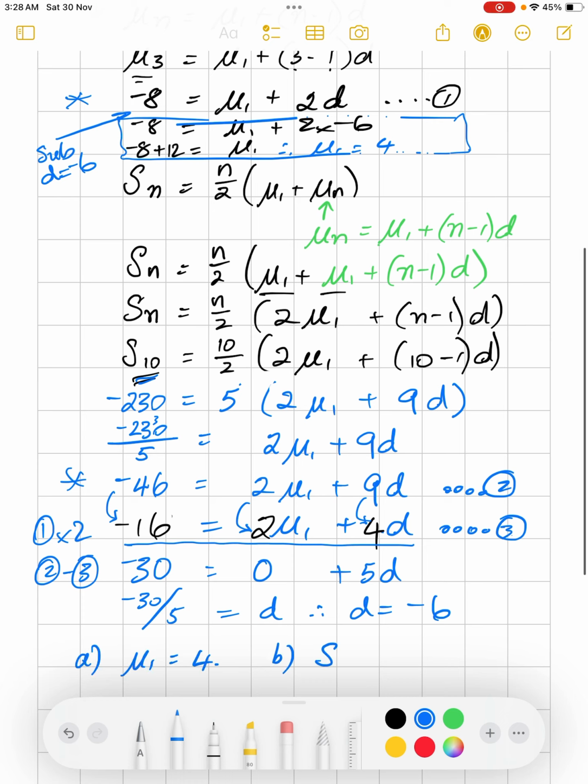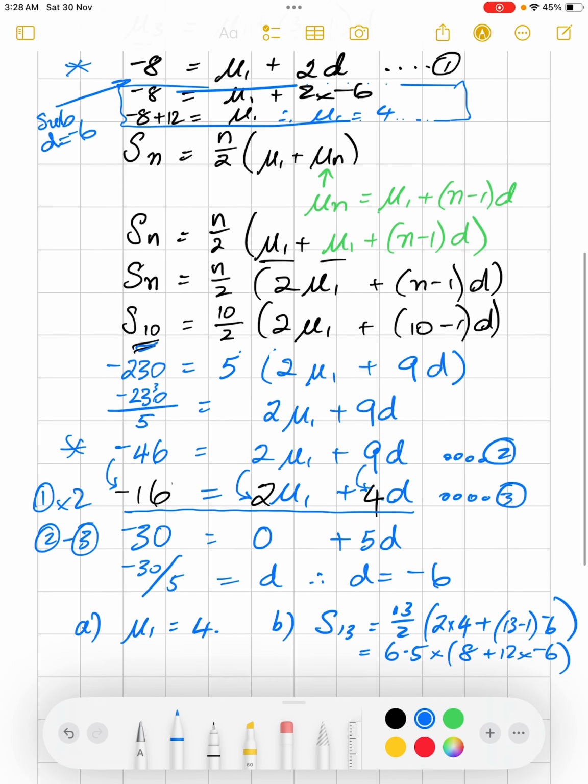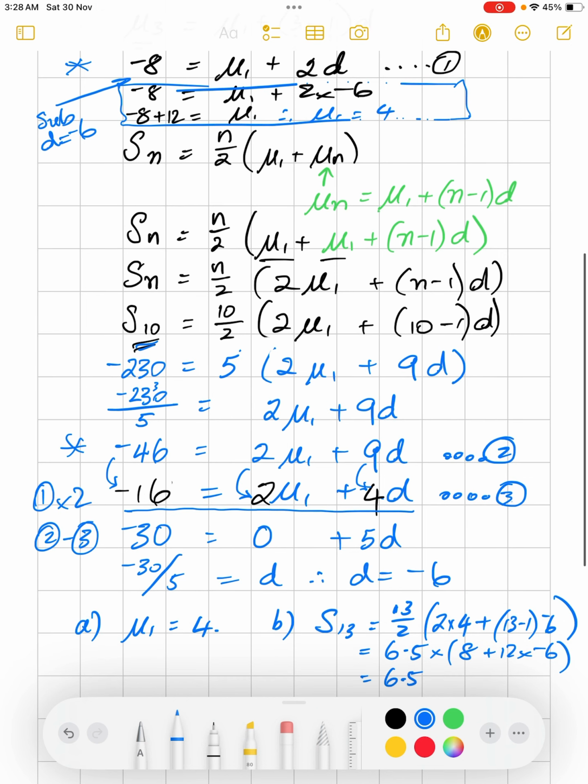Part B, what is the sum of 13 terms? So we want n over 2 times the first term plus n minus 1 times d, which is negative 6. So we've got 6.5 times 8 plus 12 times negative 6. And we've got 6.5 times negative 72 plus 8 is negative 64. Is that right?